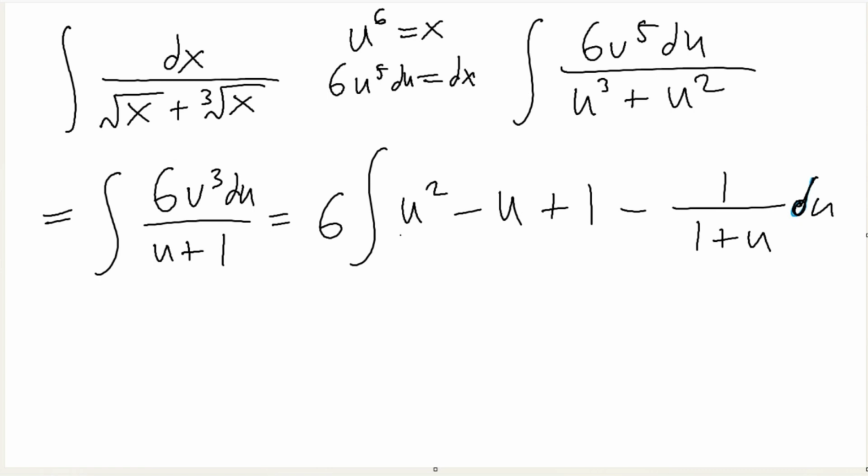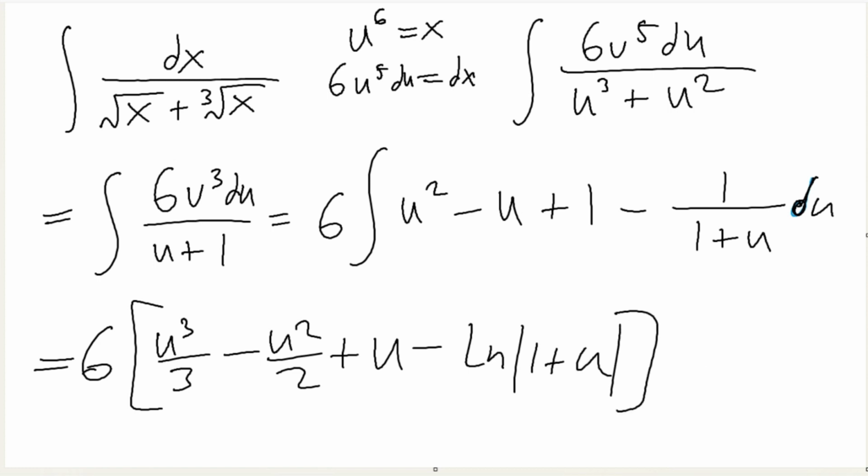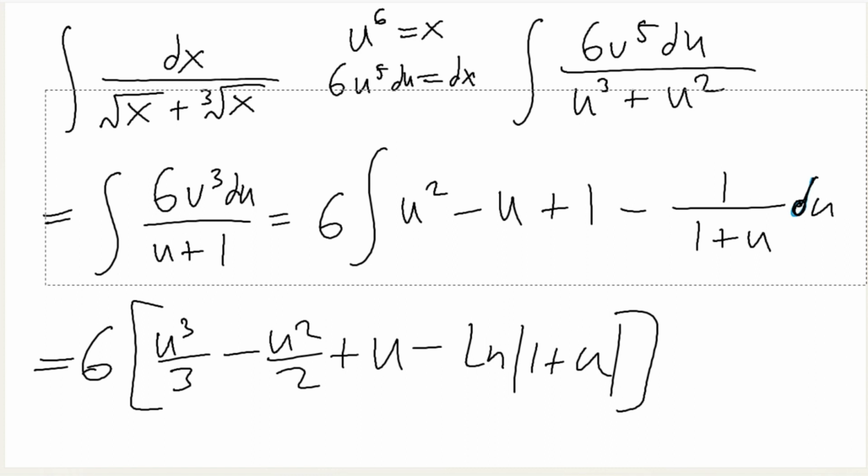But here, this is just 6. This is going to be a nasty answer. U cubed over 3 minus u squared over 2 plus u minus ln of 1 plus u. I should have made this definite, but that's okay.